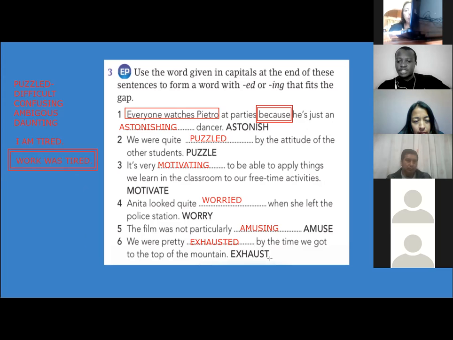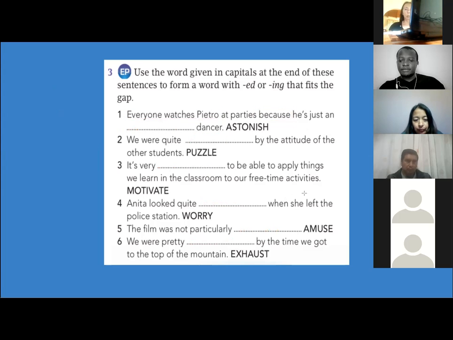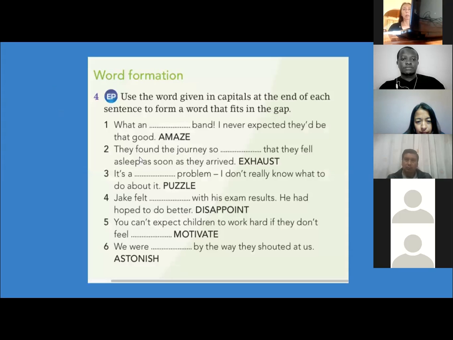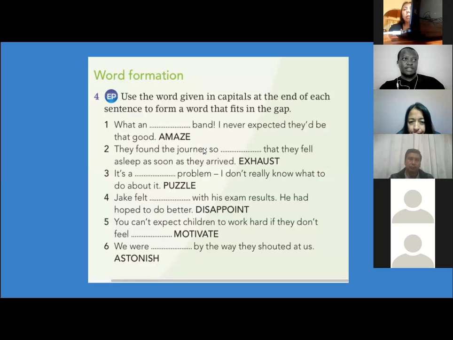Okay, so can we continue to something else? Another activity? Yes. Okay, no problem. Let's continue. Okay, we continue to word formation. Now, for your information, word formation is part of Reading and Use of English, Part 3. But we are not looking at that today. We're just going to see how you can play around with words and come up with an answer.